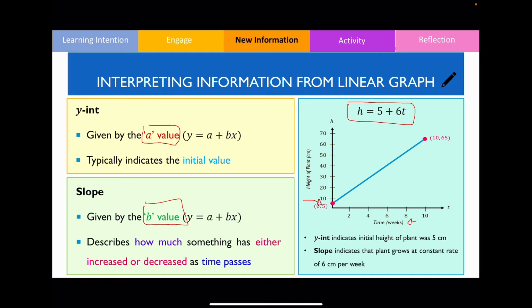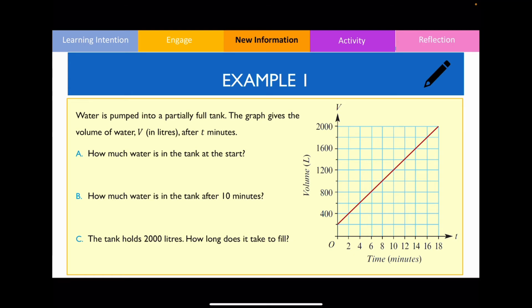Let's go through 2 more examples so that we have a better understanding of how to interpret information from a linear graph. So this example over here is the first example in your summary booklets. The question reads, water is pumped into a partially full tank. The graph gives the volume of water V in liters after T minutes. We can see that the very first 3 questions from this example are interpretation questions where we simply need to read off the graph to answer these questions.